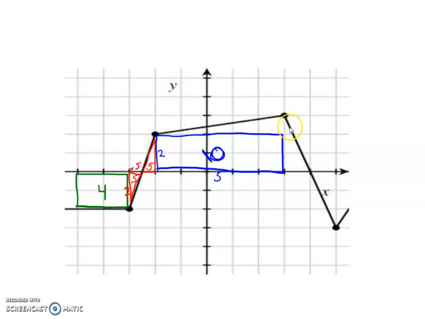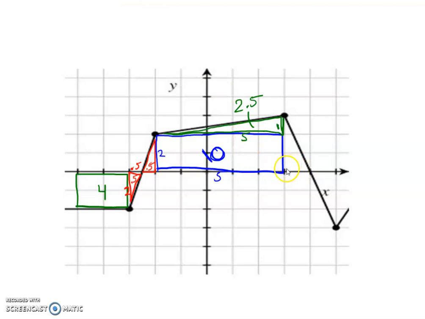Next area, if I go up a little bit here, I've got this triangle. This is a long, skinny triangle, but I can see the base and the height. The base is 5, the height is 1, so the area would be 1/2 times 5 times 1. So the area of this long, skinny triangle is 2.5.